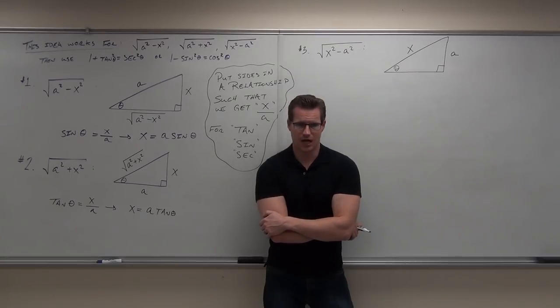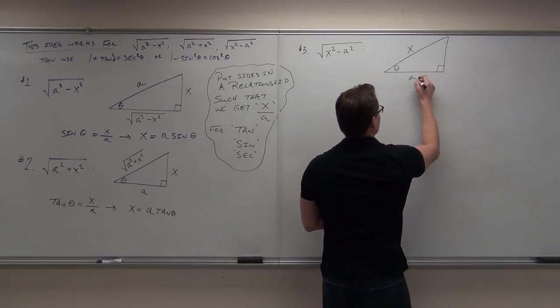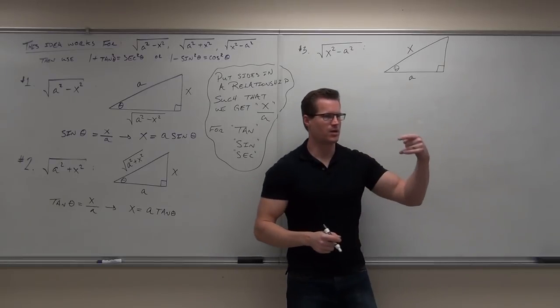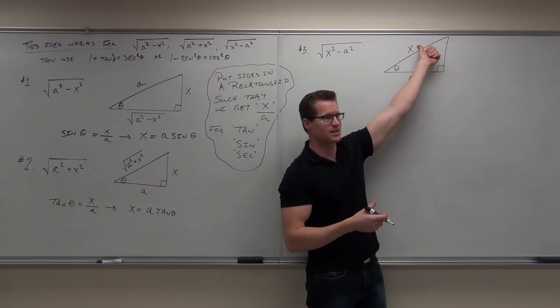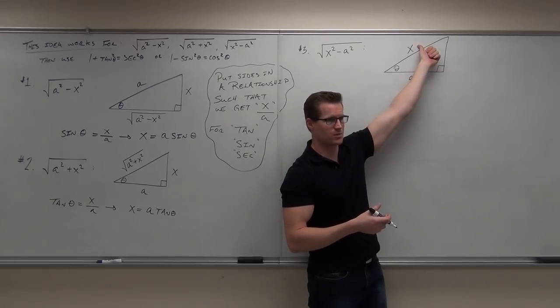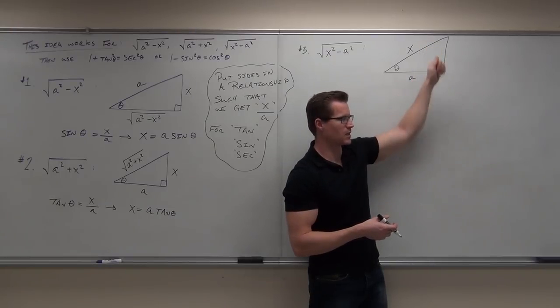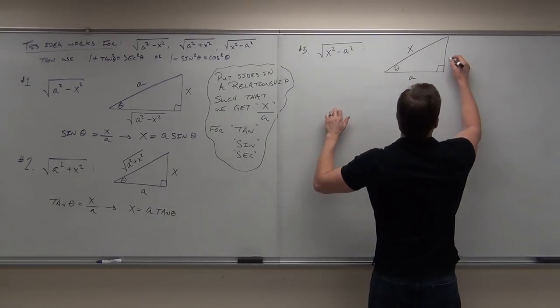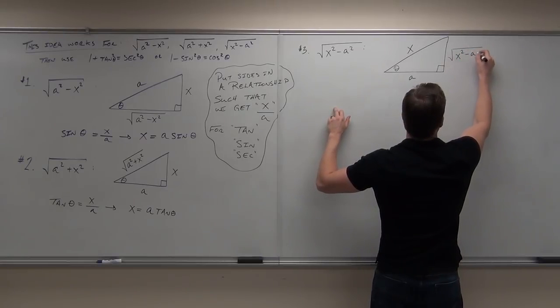It's got to be secant. And the only way to do secant is to move the a from here to there. Secant is hypotenuse over adjacent. So if x is the hypotenuse, guess what I'm using? Secant. That's the only way it works. So if x is the hypotenuse, I'm using secant. Does that make sense? Then this is x squared minus a squared.